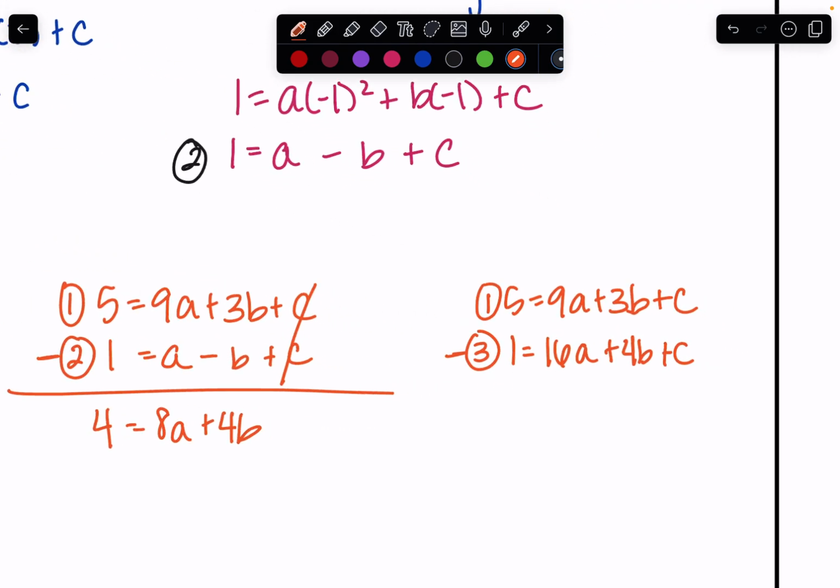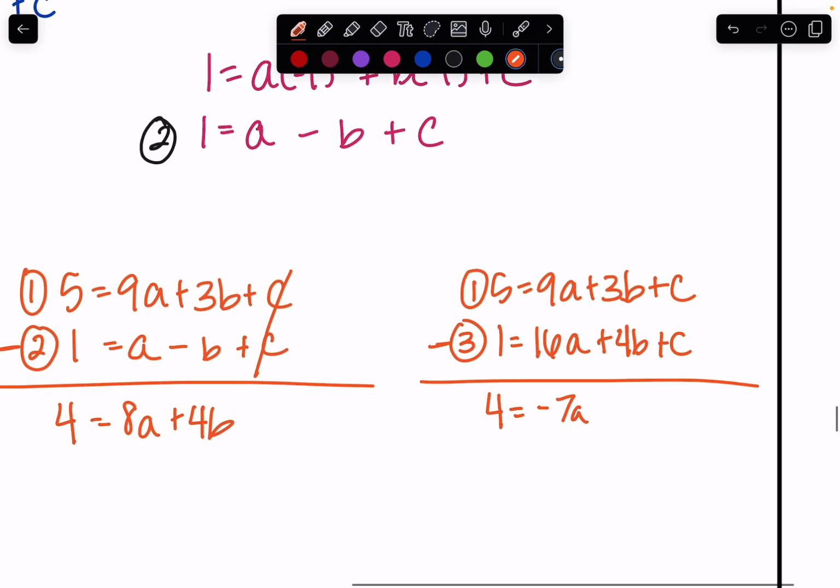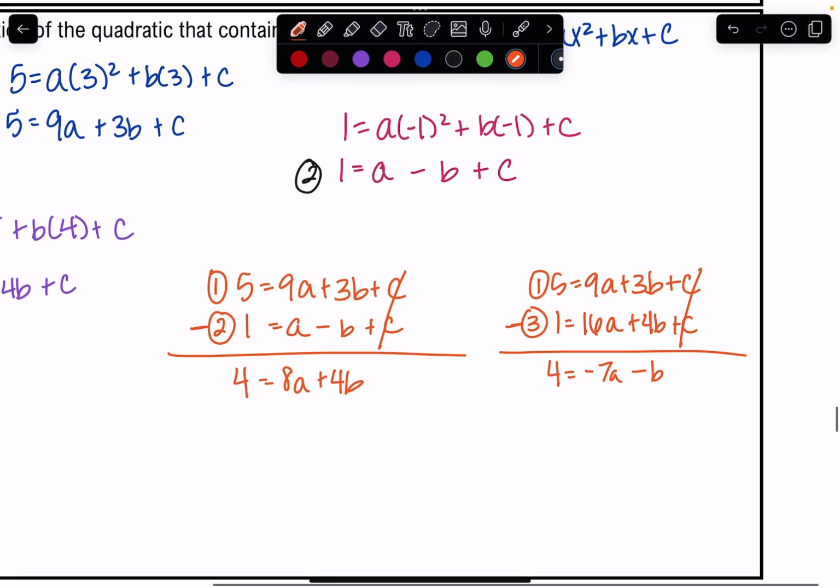Okay. So we have 5 minus 1 again, which is 4, equals 9a minus 16a is negative 7a. 3b minus 4b is negative b, or just negative b. c minus c will cancel. And now I have 2 variables with 2 equations.